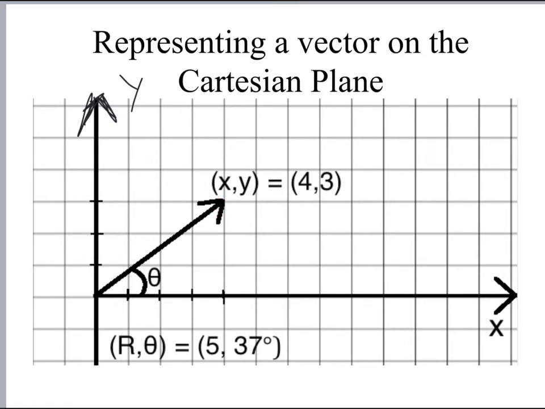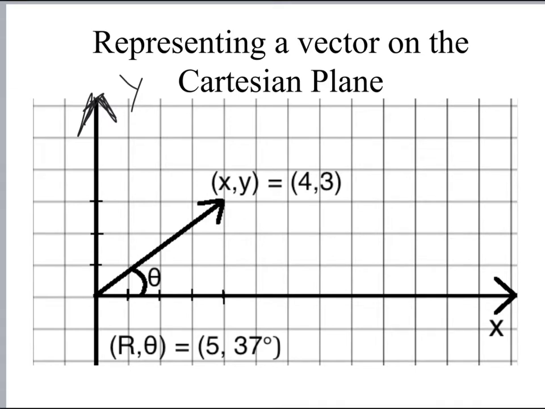So the normal way that we would represent the vector would be to give its magnitude and its direction. And if you look at the Cartesian plane, you could recognize that that's like plane polar coordinates. So we can define the angle and the length, and use plane polar coordinates to specify the magnitude and the direction of that vector.